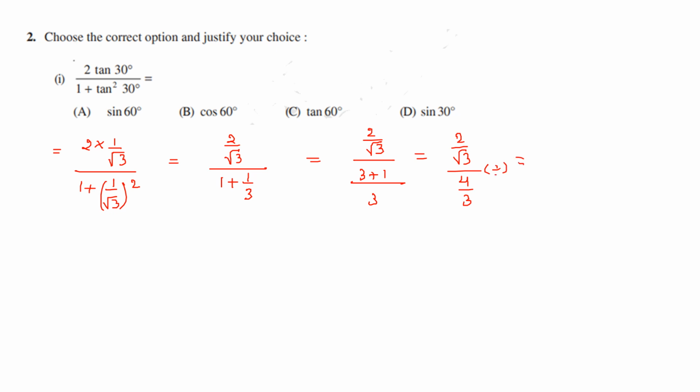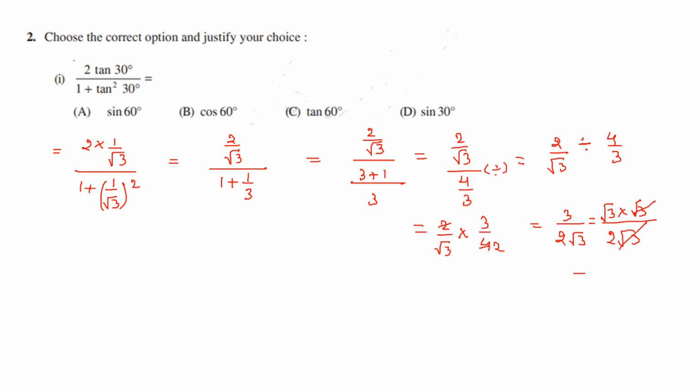Now this is your division. So 2 by root 3 divided by 4 by 3. So it will become 2 by root 3 into 3 by 4. So it is 3 by 2 root 3. Now 3, can I write it as root 3 into root 3? We can write, isn't it? Root 3 into root 3 will give me 3, over 2 root 3. Now 1 root 3 will get cancelled and you will get the value as root 3 by 2. Now we know that sin 60 degree is also root 3 by 2. So the option is option A. So from here I can write option A is the answer. Okay. Now moving to the second part of it.